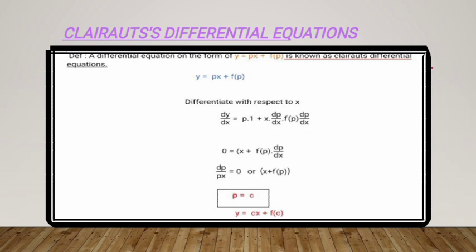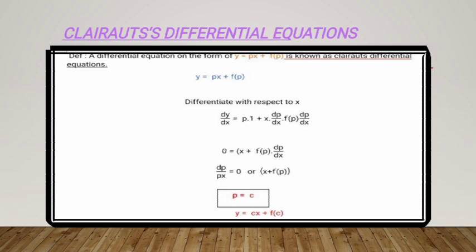Now friends, we know what p is. p is dy by dx. It is a very simple process. Then for this dy by dx we write p, and p equals p plus dp by dx times x plus f dash of p. The p's get cancelled, and we get 0 equal to x plus f dash p into dp by dx.